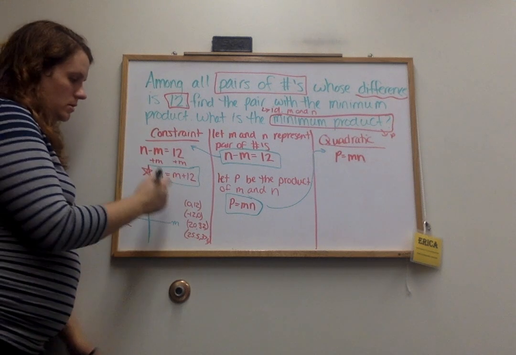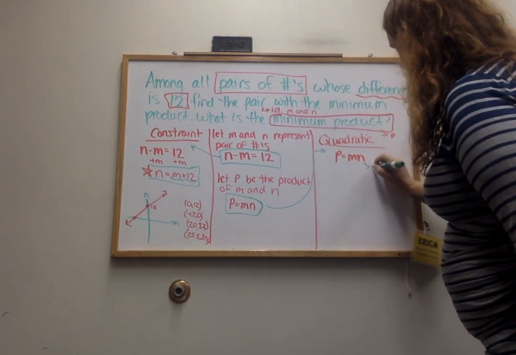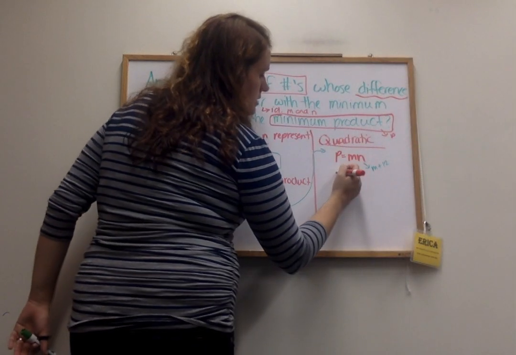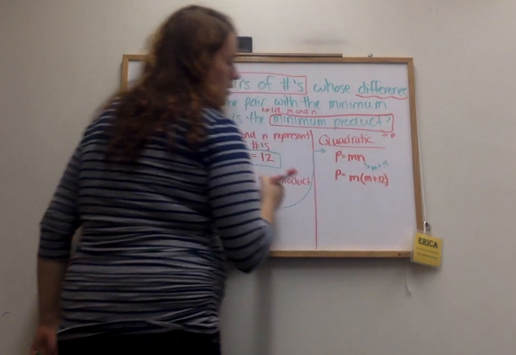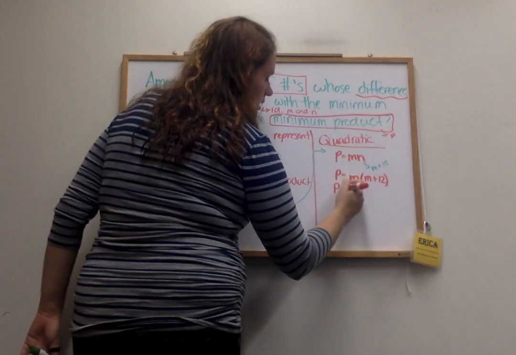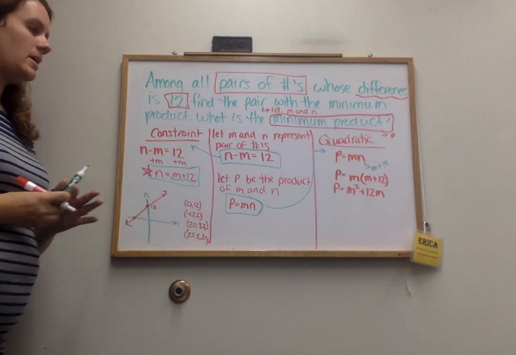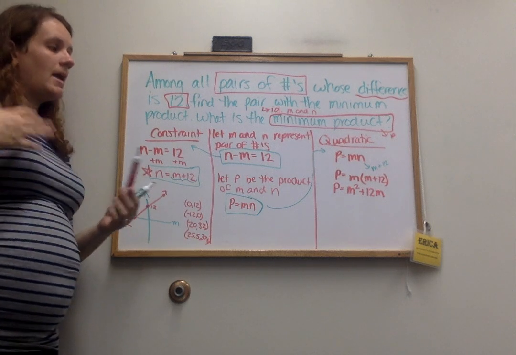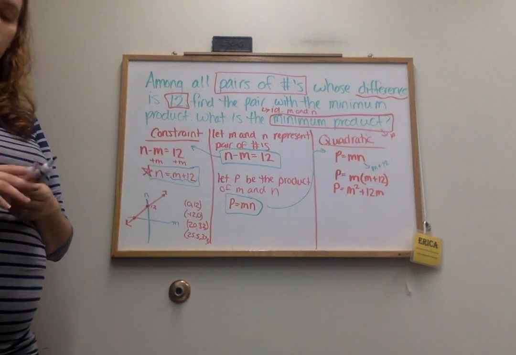We know that n is actually m plus 12. So I'm going to take out my n, and I'm going to replace it with m plus 12. Okay? So that brings us to P equals m times m plus 12. And if I go ahead and distribute that, suddenly my quadratic appears. All right, and I have P equals m squared plus 12m. Now I have a product, a quadratic, that I can minimize.